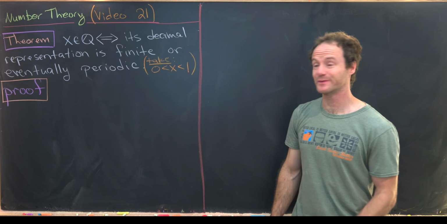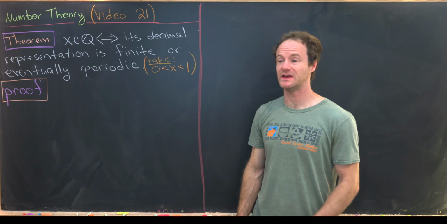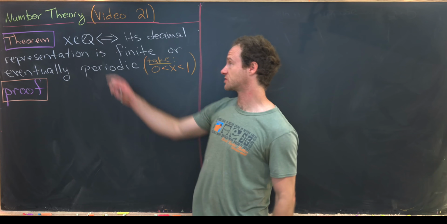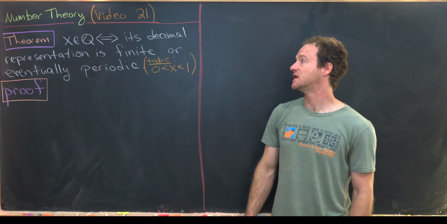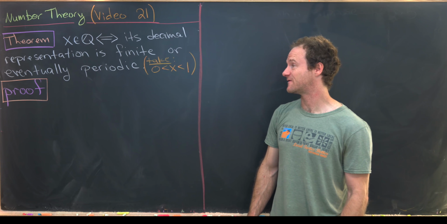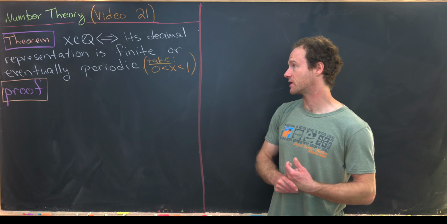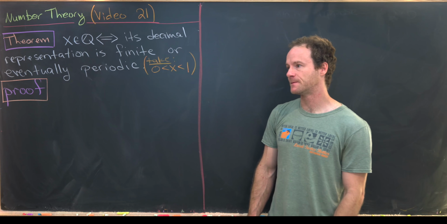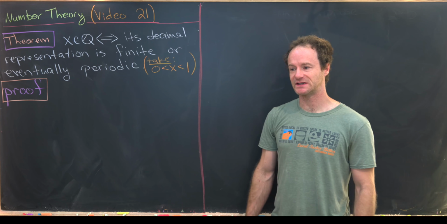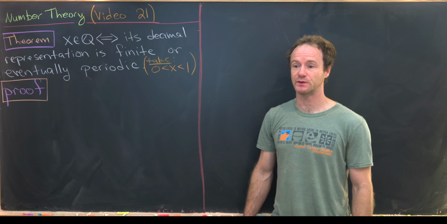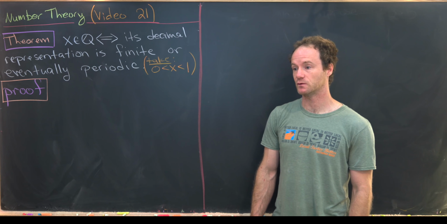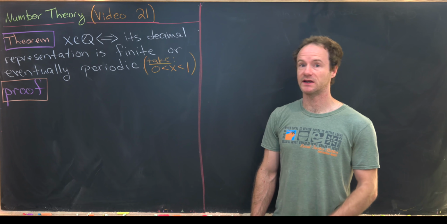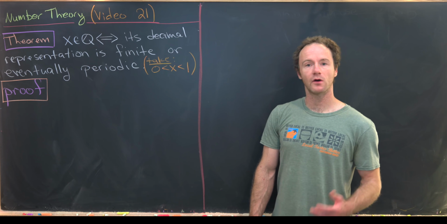Okay, so our next theorem is a big one. It's one that you learn maybe in elementary school, and that is that x is a rational number if and only if its decimal representation is finite or eventually periodic. So in other words, it will terminate or repeat. And that's maybe the first distinguishing characteristic between rational numbers and irrational numbers that you learn, is that irrational numbers are non-terminating, non-repeating decimals. Okay, great.